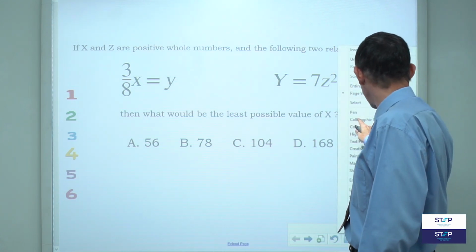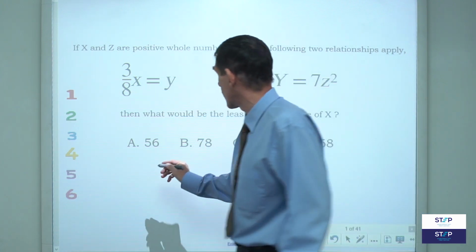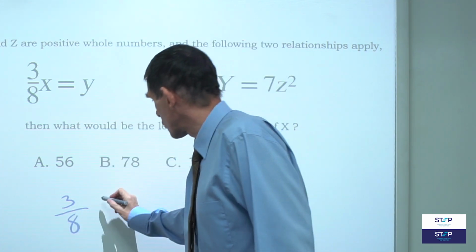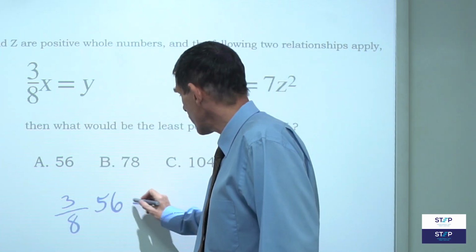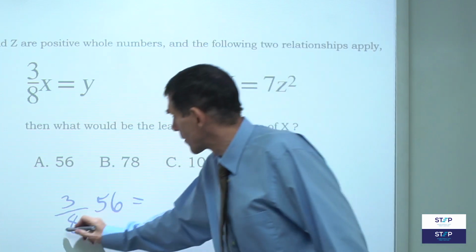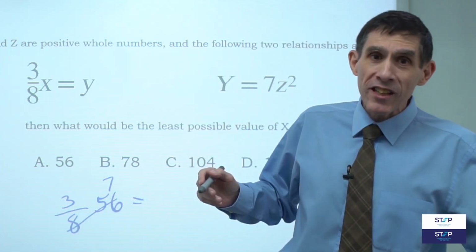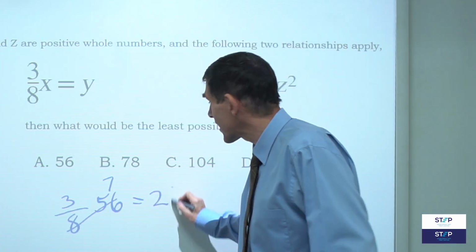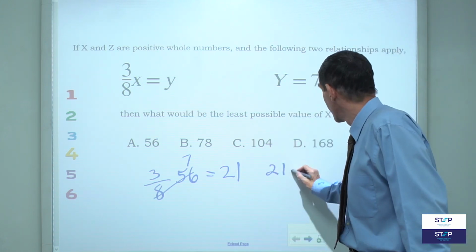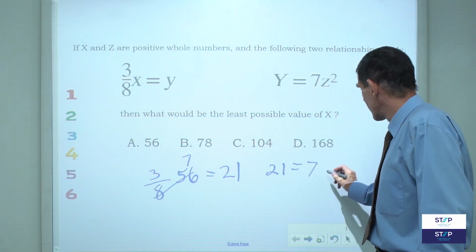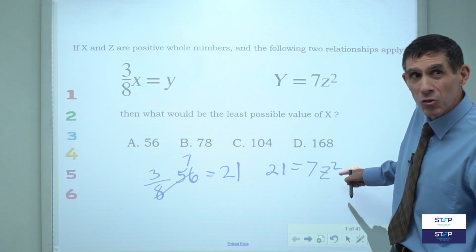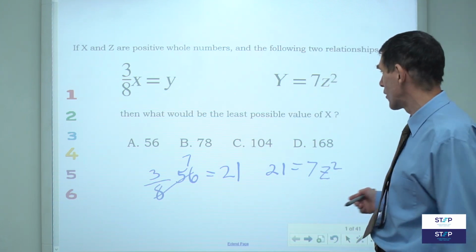We'll try 56. What do you got? We've got 3/8 times 56 equals y. Okay, what is that? Again, multiplication tables, right? 56 divided by 8 is 7. Multiplication tables: 3 times 7, 21. You've got to be able to know that just like that. That's 21. Okay, well, if 21 equals 7 times z squared, wait a minute. 7 times 3 is 21. z squared is 3. It doesn't work. Can't do it. Okay, that's out.